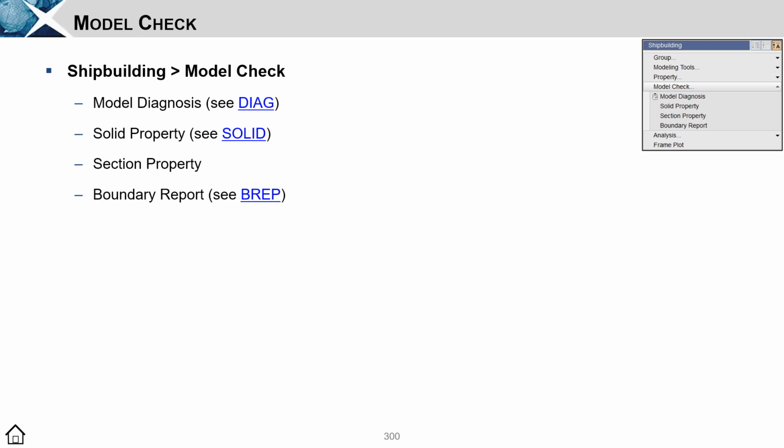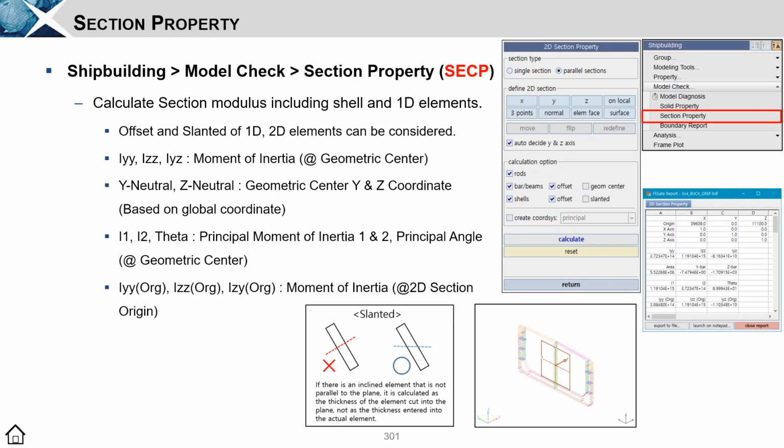This section is a model check tool for the shipbuilding industry. We will learn about section property features except for duplicate functions in other sections. This is a function to calculate section modulus, including shell and 1D elements. It is calculated for the longitudinal member. In other words, it is calculated for the cutting plane. And it also calculates the increased thickness by the slant.